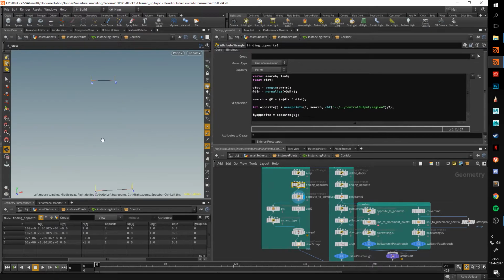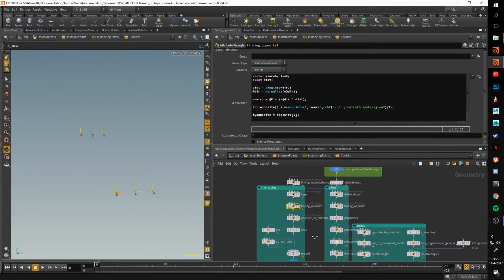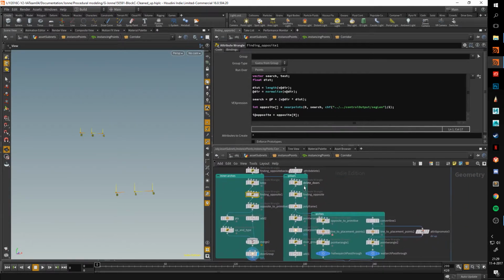So here I basically take those apart and turn them into placement points. So these are the inner door arches, and these points here on the side are the points to place door segments on, which brings us to the pillar points.